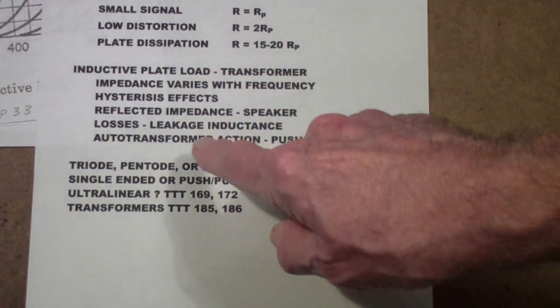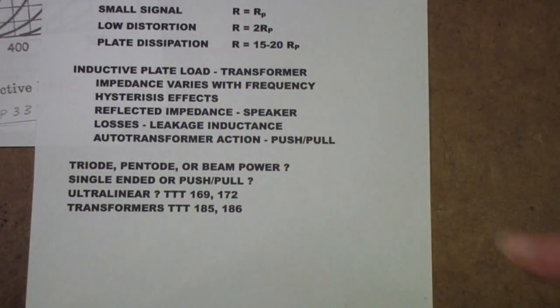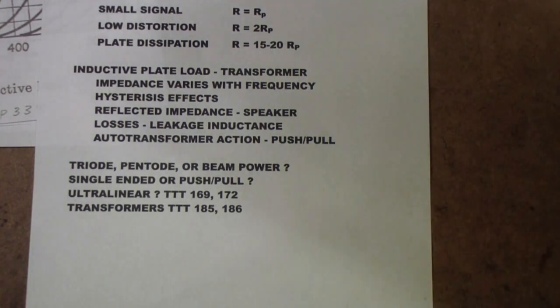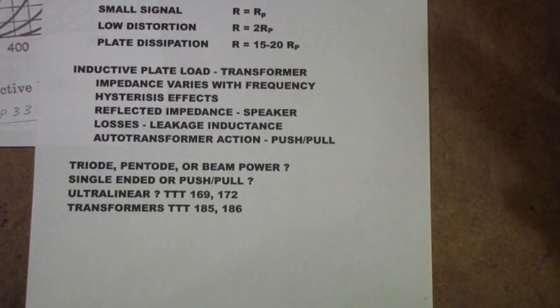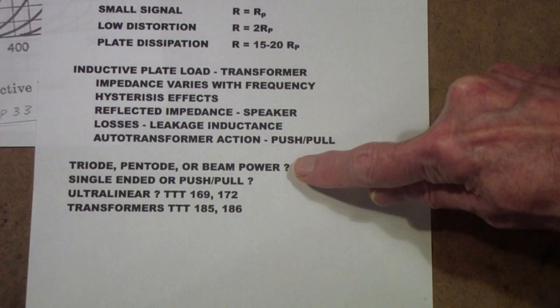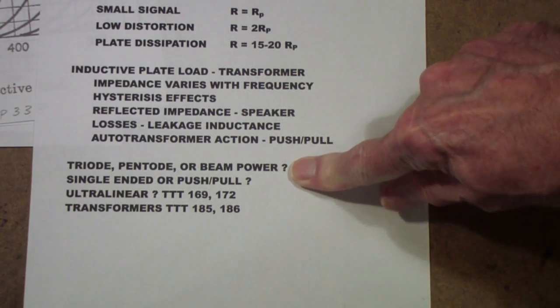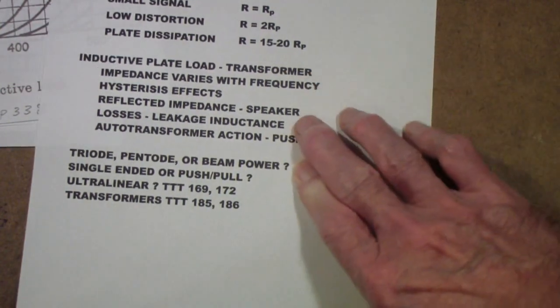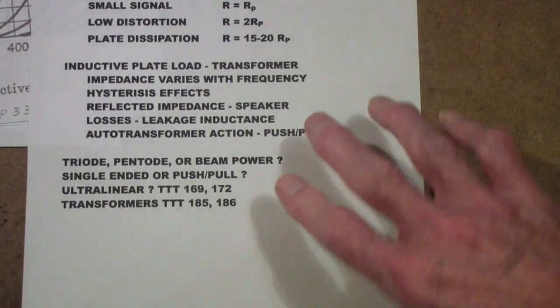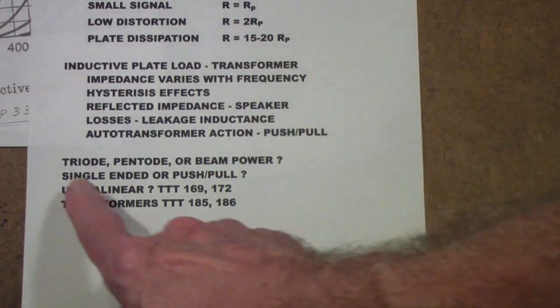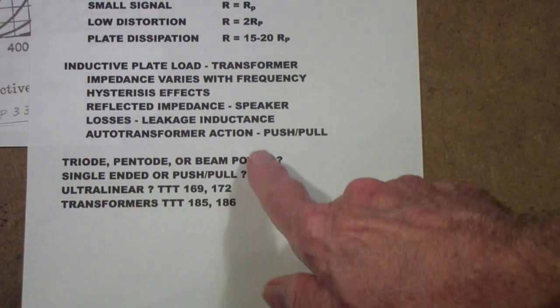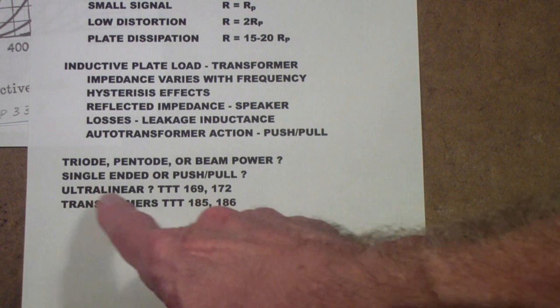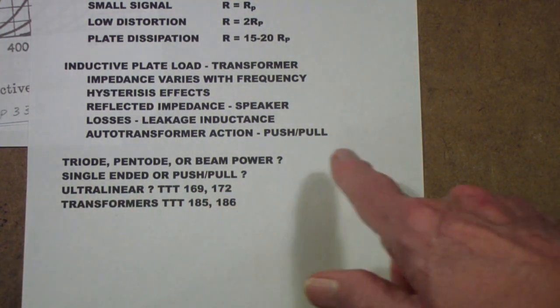Now, we've talked about most of these either in one of the previous videos on why tube amps sound different, or in a previous video on things like output transformers for tube circuits. But the first choice you need to make is, do you want to use a triode, a pentode, or a beam power tube? And do you want to operate it single-ended or push-pull? Also, do you want to use an ultralinear style of design?